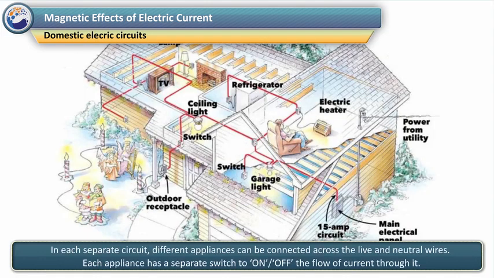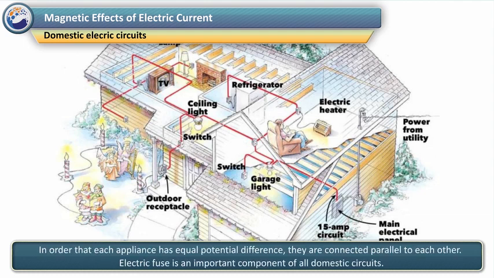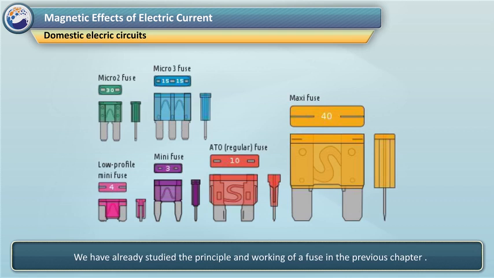In each separate circuit, different appliances can be connected across the live and neutral wires. Each appliance has a separate switch to on/off the flow of current through it. In order that each appliance has equal potential difference, they are connected parallel to each other. Electric fuse is an important component of all domestic circuits. We have already studied the principle and working of a fuse in the previous chapter.